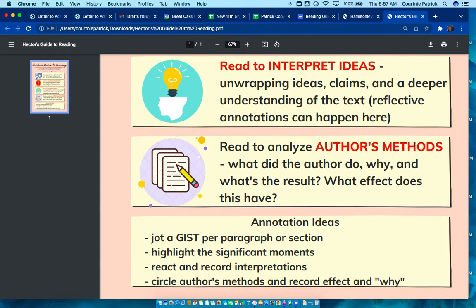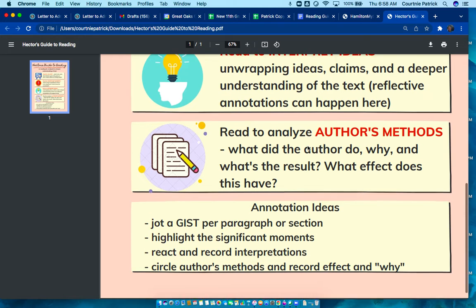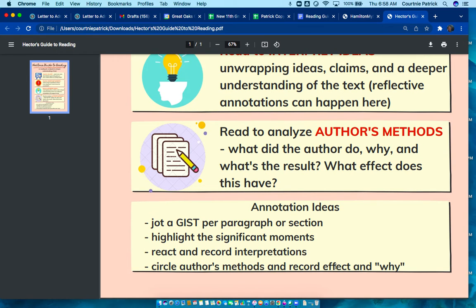Finally, you read to analyze the author's methods. What did the author do? Why did he do it? What's the result? What effect does this have? Right? So, what does this look like on paper? Gists are usually jotted down at the end of a paragraph or a section. You can typically highlight significant moments. The most writing and reaction comes from reacting and recording your interpretations, which is the third read, right? And then circling author's methods and recording the effect and why.